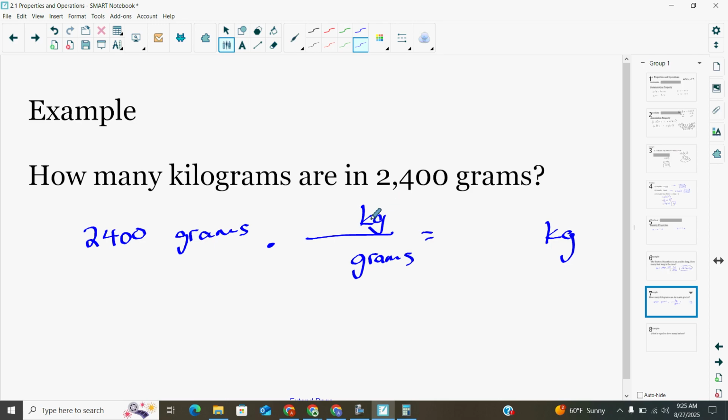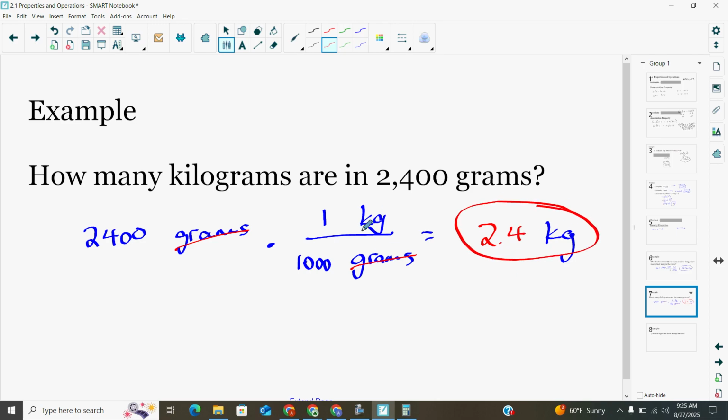Now we need to think through, how do kilograms and grams relate? We know in 1 kilogram there are 1,000 grams. Grams divided by grams cancels. So this time I'm doing 2,400 divided by 1,000. Final answer should be 2.4 kilograms.